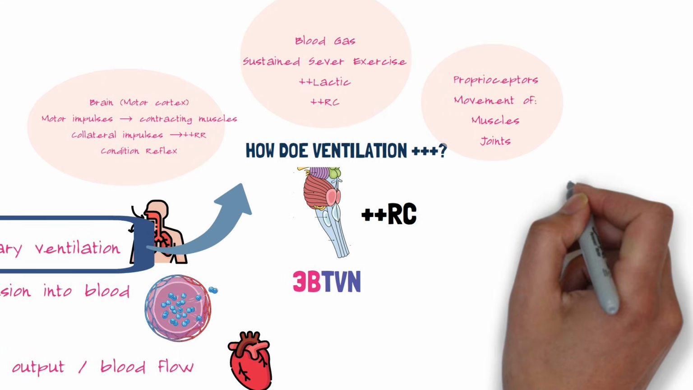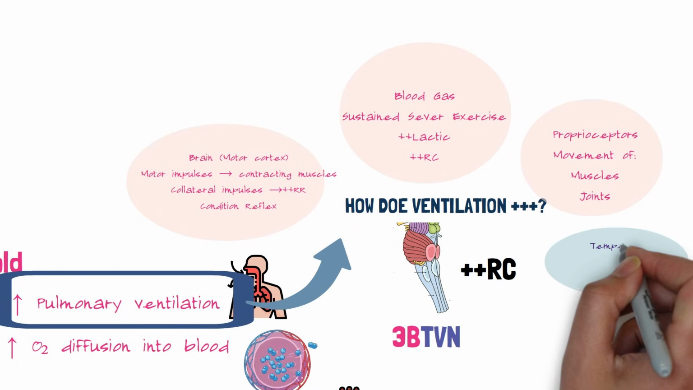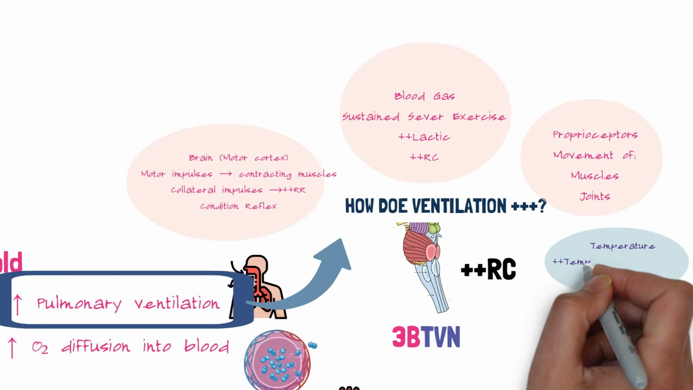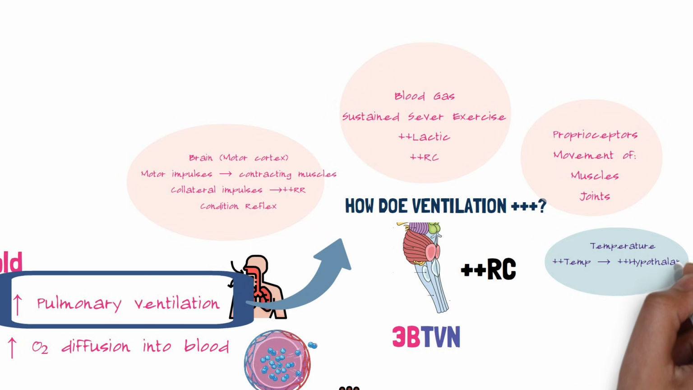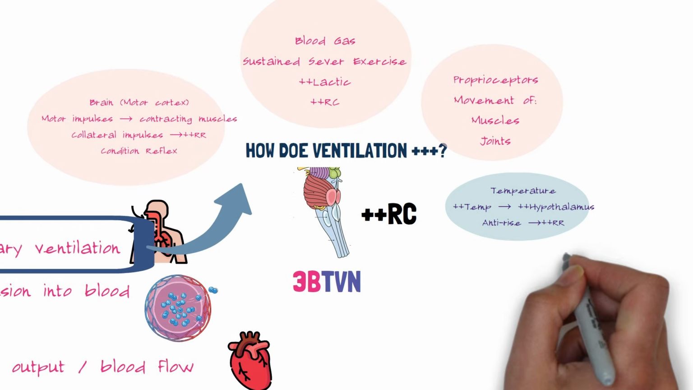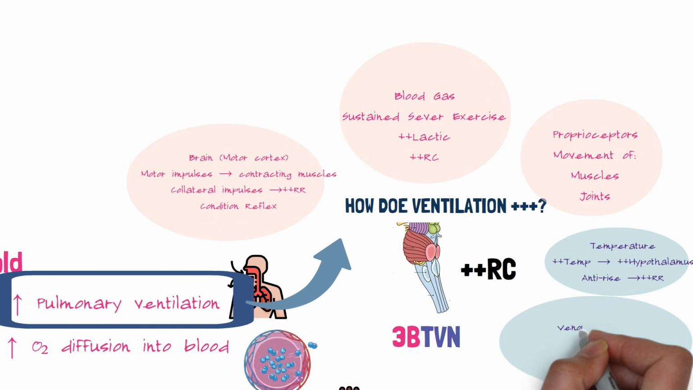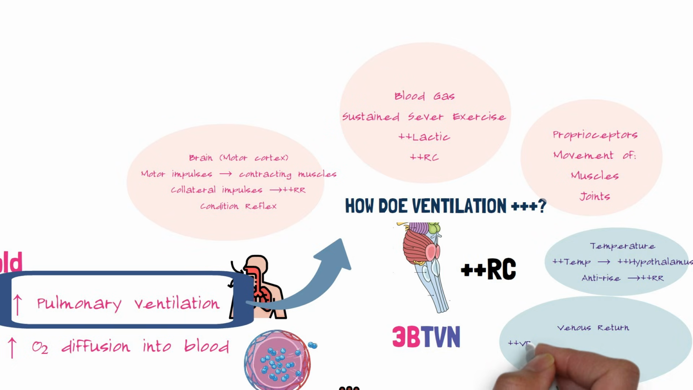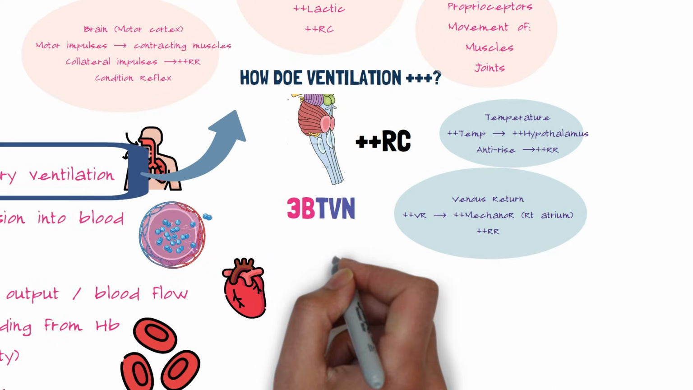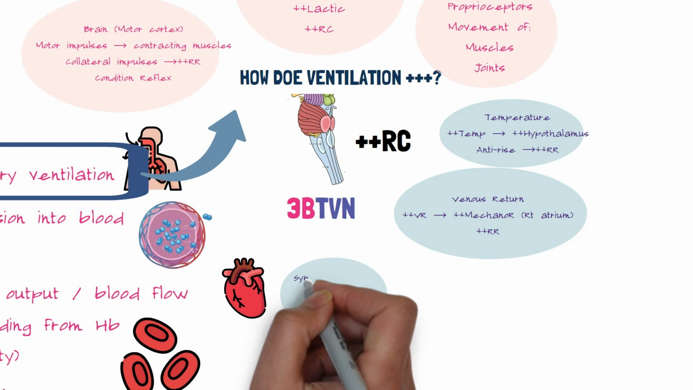Moving to the temperatures: with exercise and increased metabolism, the production of heat increases and body temperature increases, so the hypothalamus is activated and sends impulses to the respiratory center to be activated. The venous return during exercise also increases, activating a mechanoreceptor in the right atrium, causing activation of the respiratory center. Last is the sympathetic activation during exercise, increasing the norepinephrine, which directly activates the respiratory center.